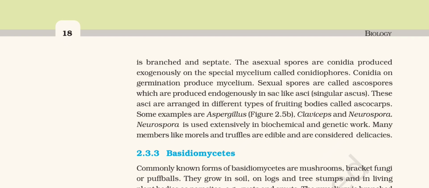Sexual spores are called ascospores, which are produced endogenously in sac-like asci (singular ascus). These asci are arranged in different types of fruiting bodies called ascocarps. Some examples are Aspergillus (Figure 2.5b), Claviceps and Neurospora. Neurospora is used extensively in biochemical and genetic work. Many members like morels and truffles are edible and are considered delicacies.